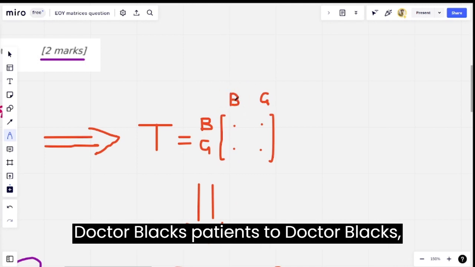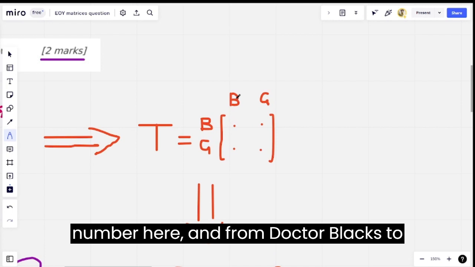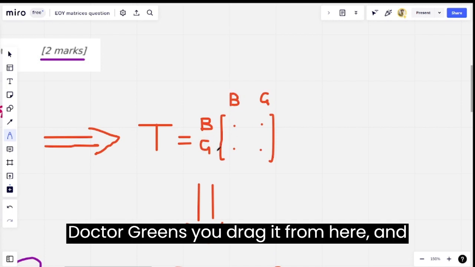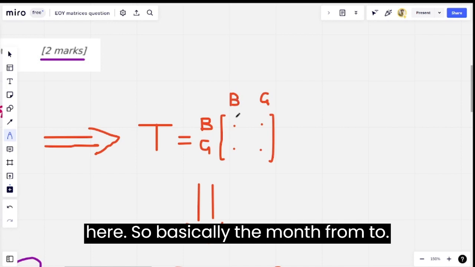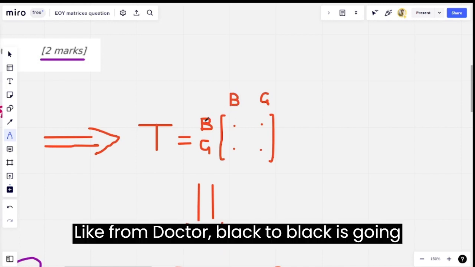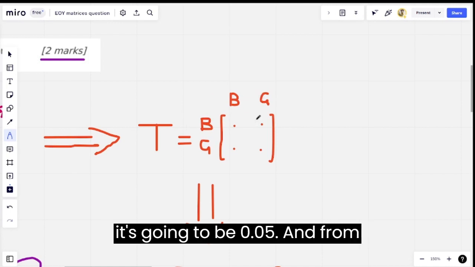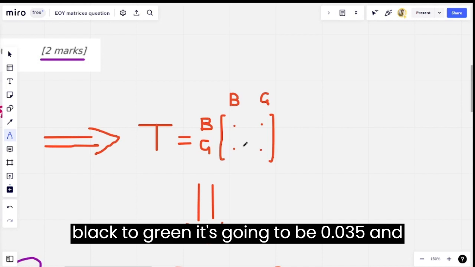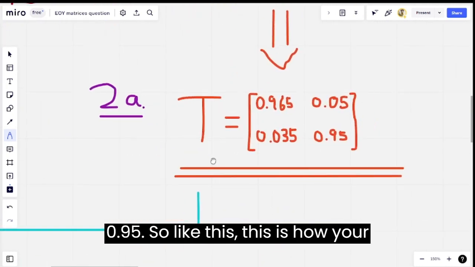So from Dr. Black's patients to Dr. Black's, you'd write the number here. From Dr. Green's to Dr. Black's, you'd write the number here. And from Dr. Black's to Dr. Green's, you'd write it from here. And from green to green, you write it here. So basically the amount from Dr. Black to Black is going to be 0.965. From green to black, it's going to be 0.05. And from black to green, it's going to be 0.035. And from green to green, it's going to be 0.95. So this is how your answer is going to turn out.